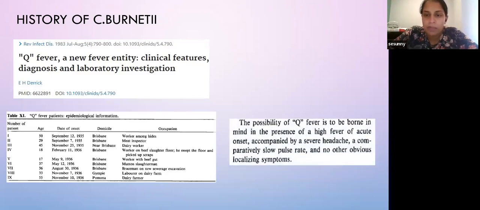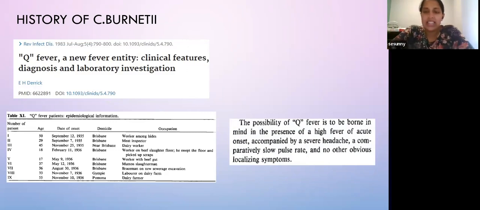This is taken directly from his paper, where he says the possibility of Q fever is to be borne in mind in the presence of a high fever of acute onset, accompanied by a severe headache and a comparatively slow pulse rate and no other obvious localizing symptoms.